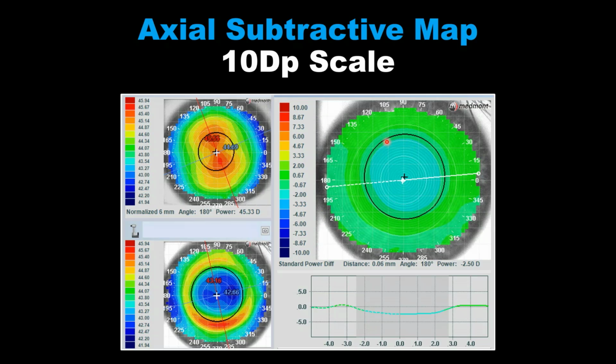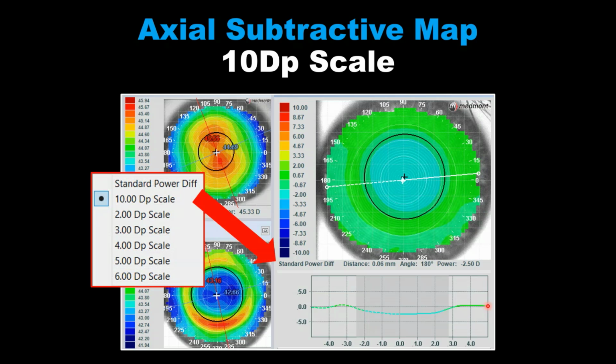It looks like we have a blue treatment zone centered to the pupil, but I'm not seeing a great deal of definition. If you look on the graph, we have this incredibly wide range on our graph, yet we're really only using a narrow area of that data to understand what's happened. So let's alter the scale. Let's click on this standard power difference and let's create multiple different scales.